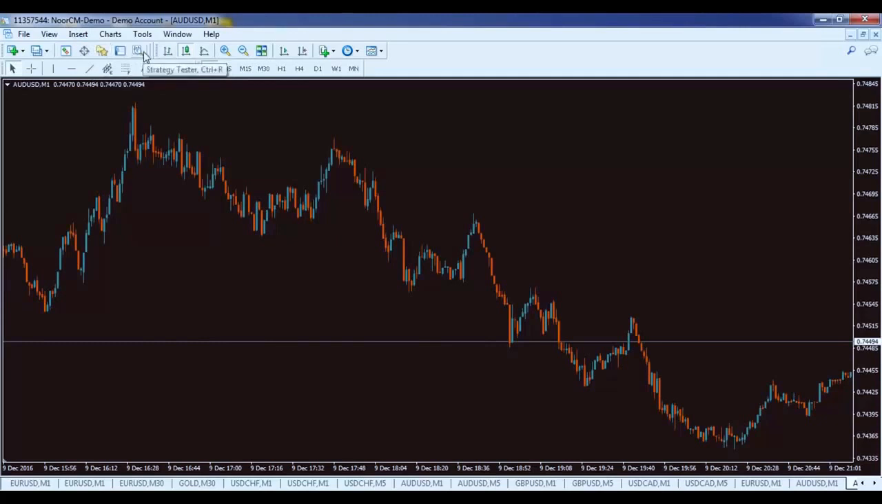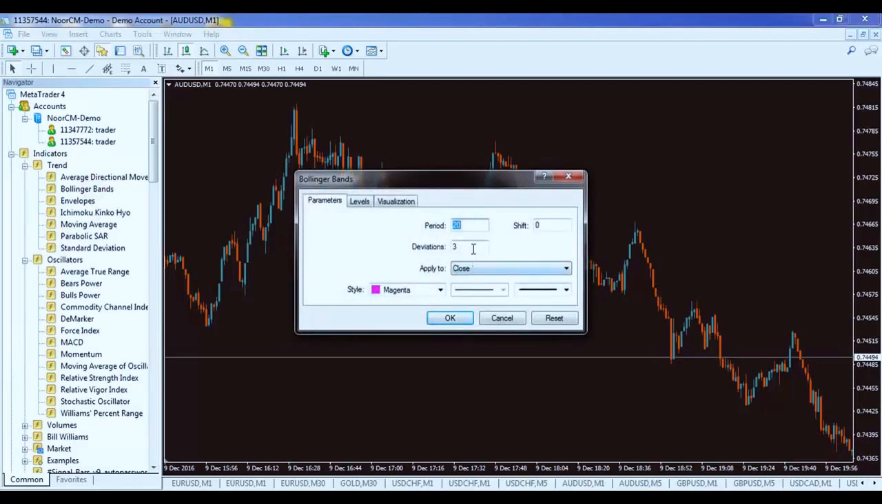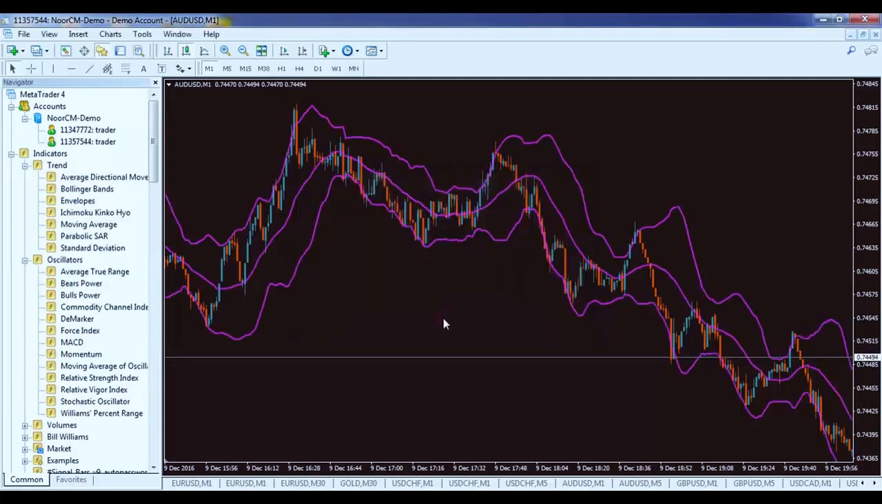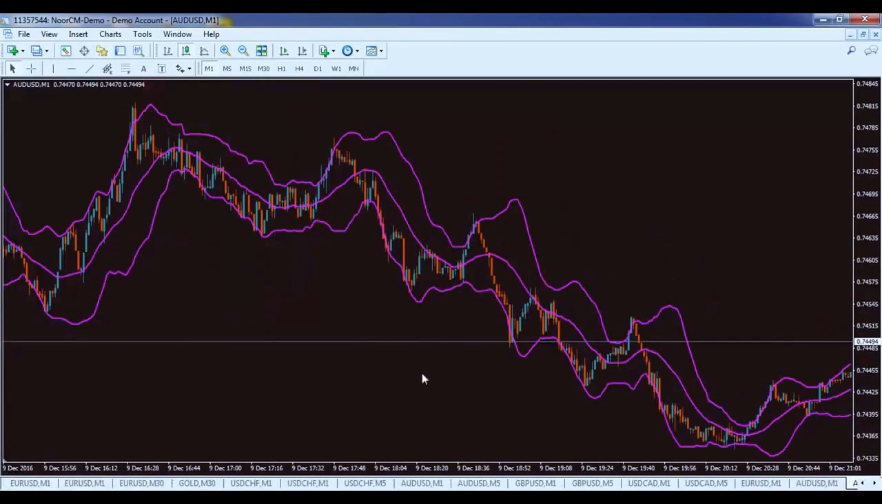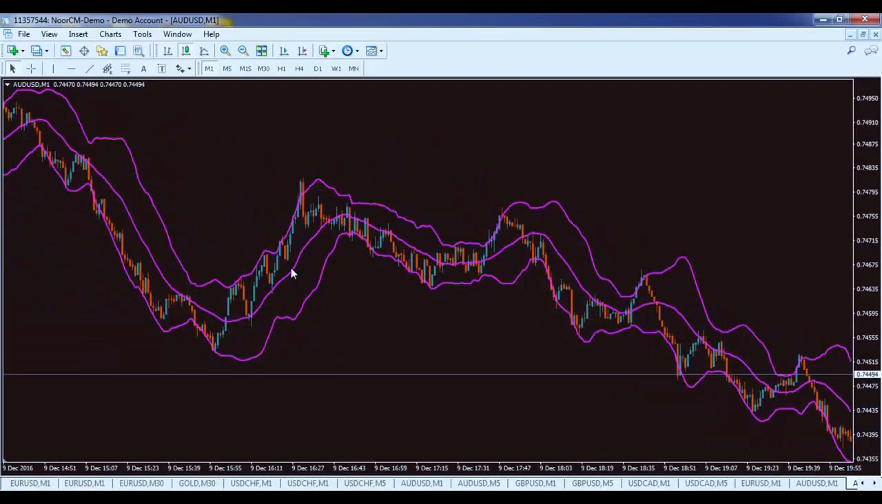I just add the Bollinger Band for you from here, and this one is by default 20. Okay, I will explain what it means and what it stands for. Here is the Bollinger Band. Many of you may know it already, so I will just explain a little bit about this.